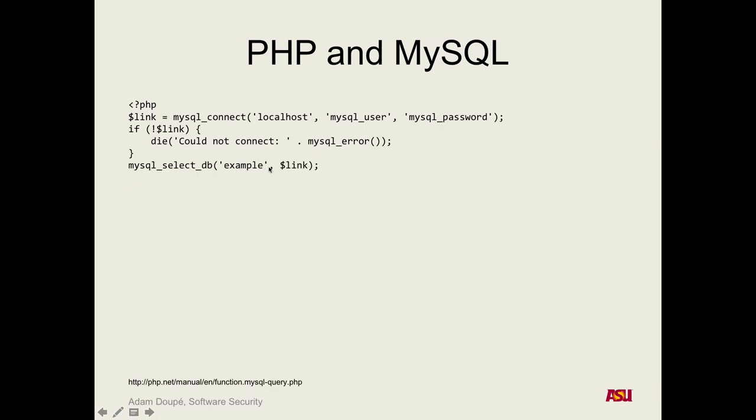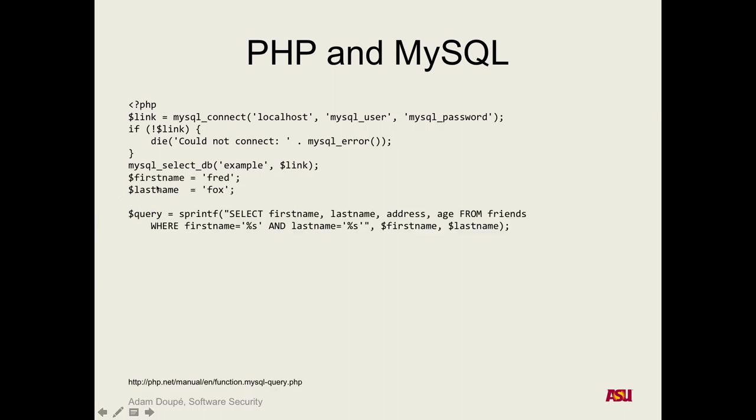You select the database example, so to say, hey, I want to query the example database. With MySQL, you can have multiple databases. You can then, so this is printing out a query, so selecting first name, last name, address, age from friends, where first name is equal to first name and last name is equal to last name.